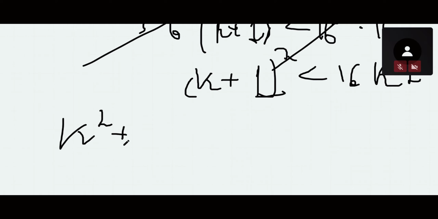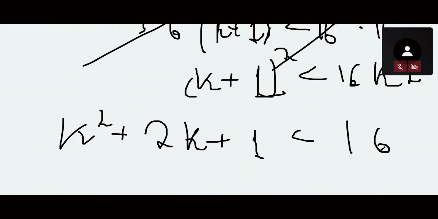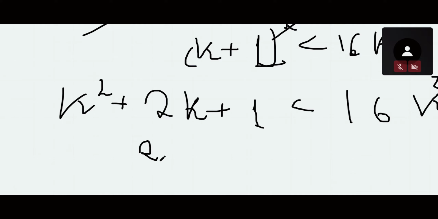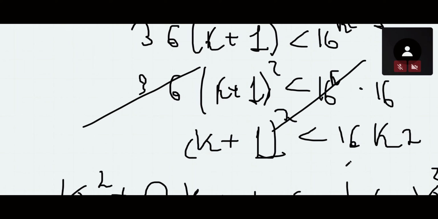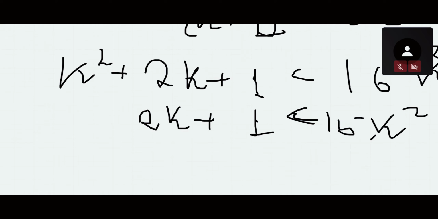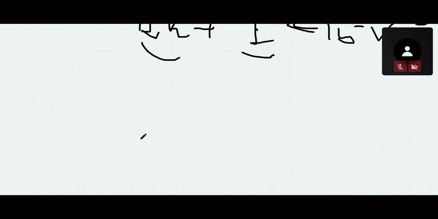k squared plus 2k plus 1 is smaller than 16k squared. Yes, 16k squared. We can do it like 2k plus 1 is smaller than 15k squared. It's always correct. We took k bigger than 1, it makes it already bigger than the other part, and we proved that there is no other answer than 5 and 6.